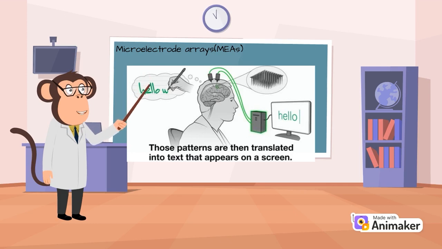Compared to electroencephalography and electrocorticography, implanted microelectrode arrays allow for higher information transfer rates, enabling more precise neural decoding and greater control of functional abilities.